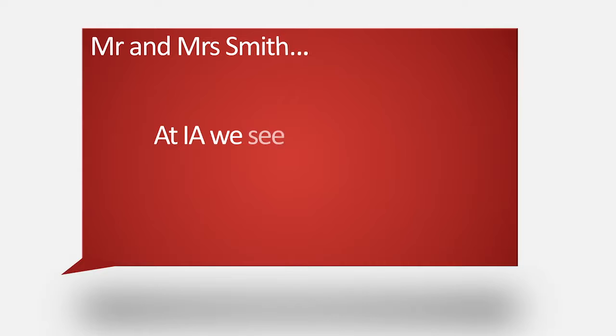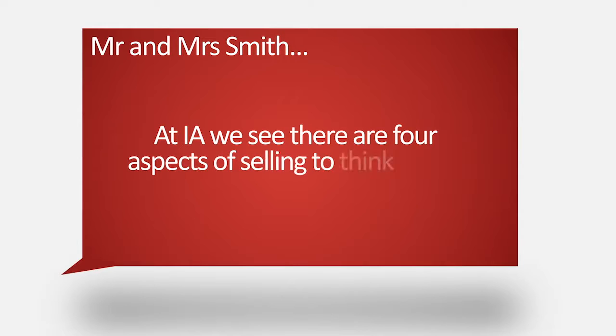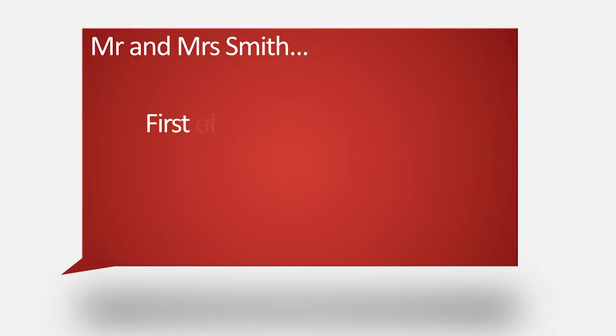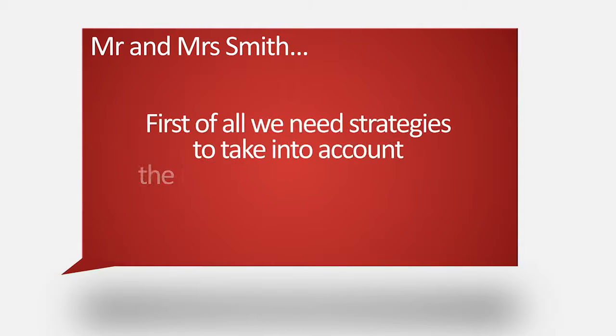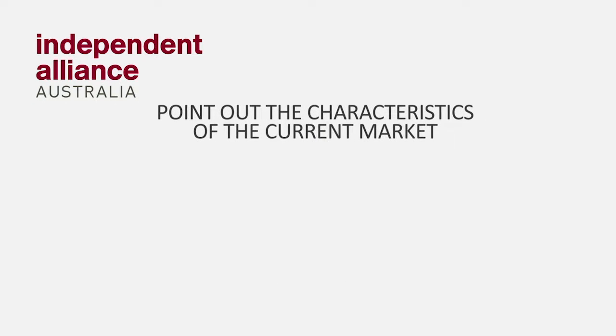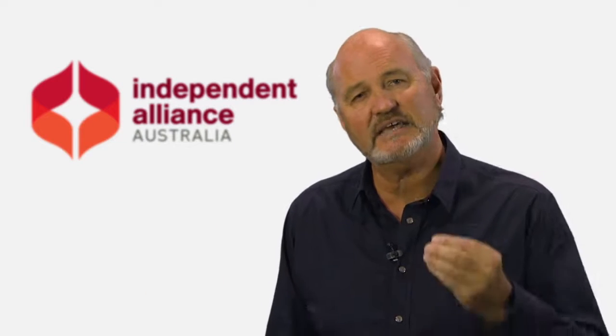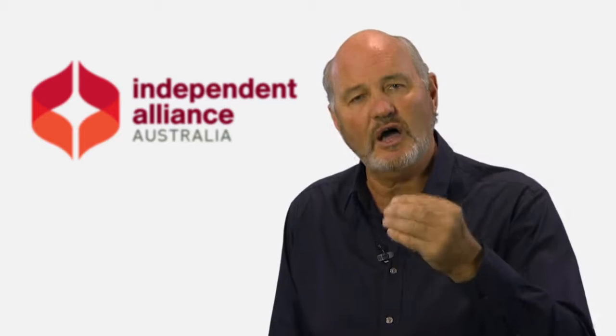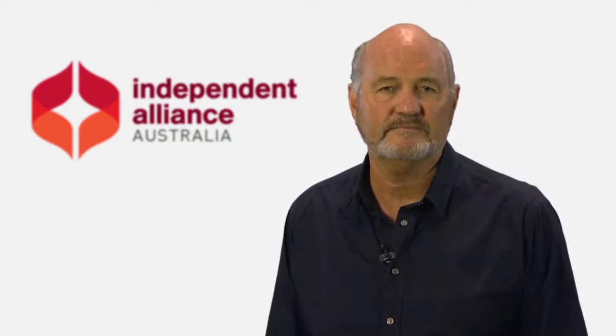So Mr. and Mrs. Smith, at IA, we see there are 4 aspects of selling to think about. First of all, we need strategies to take into account the market we're in right now. This is where you go through the various types of market and how they can affect what is about to happen. Point out which market you're in and the characteristics of that market and how it might affect what is going to happen. Point out that they need to know this and take it into account as they decide how to go about marketing their property.